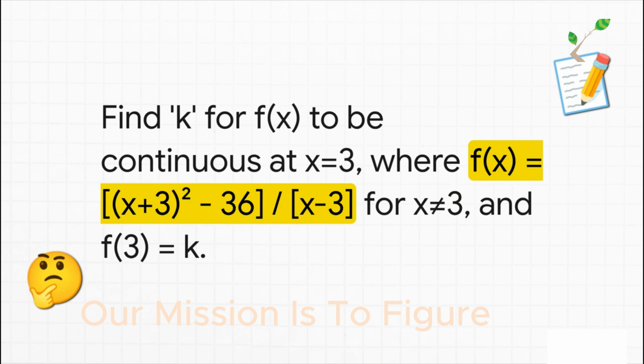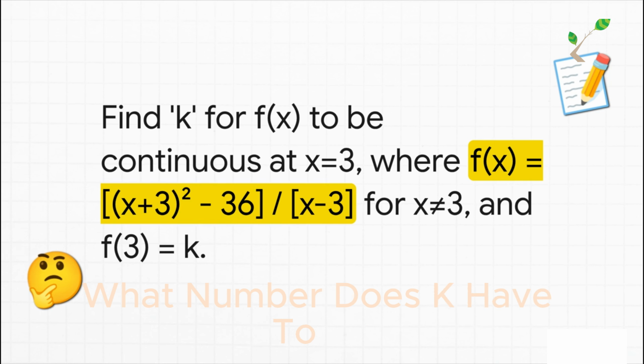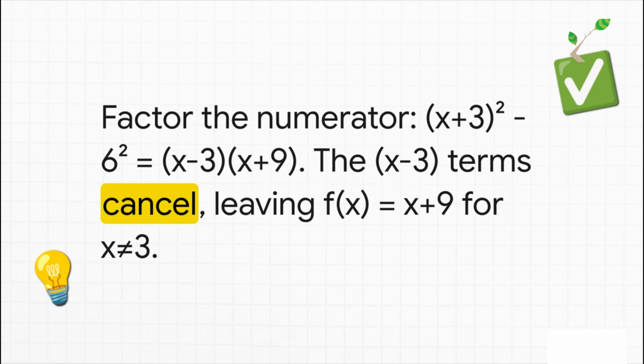Our mission is to figure out, what number does k have to be to perfectly patch that hole and make the whole thing continuous? Okay, first move, always try to simplify. That numerator, x plus 3 squared minus 36, that's just a difference of squares, right? It's x plus 3 squared minus 6 squared. So we can factor that into x minus 3 times x plus 9.